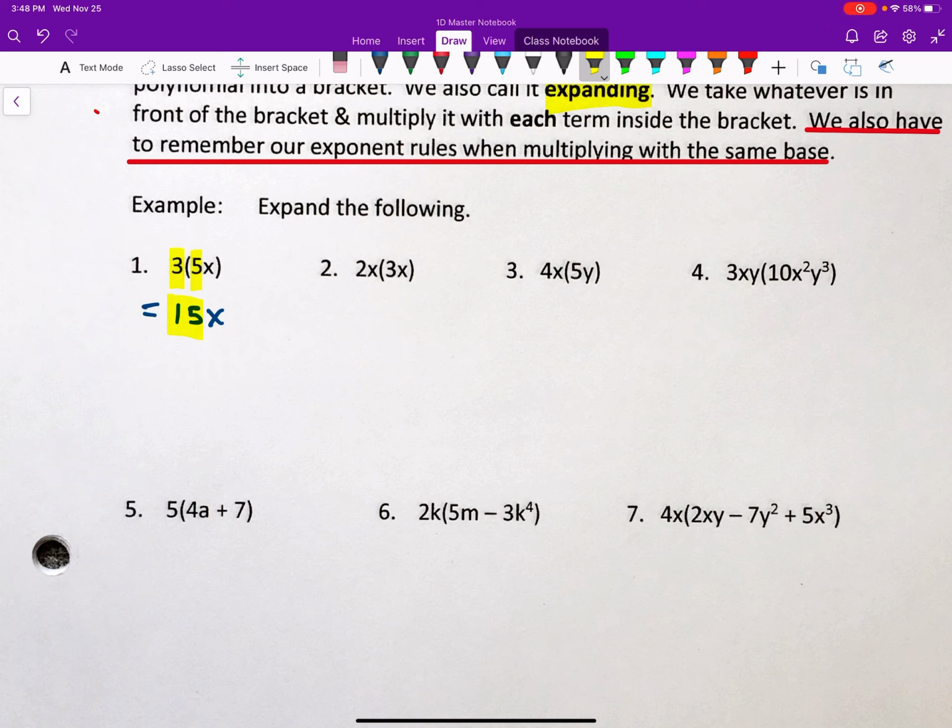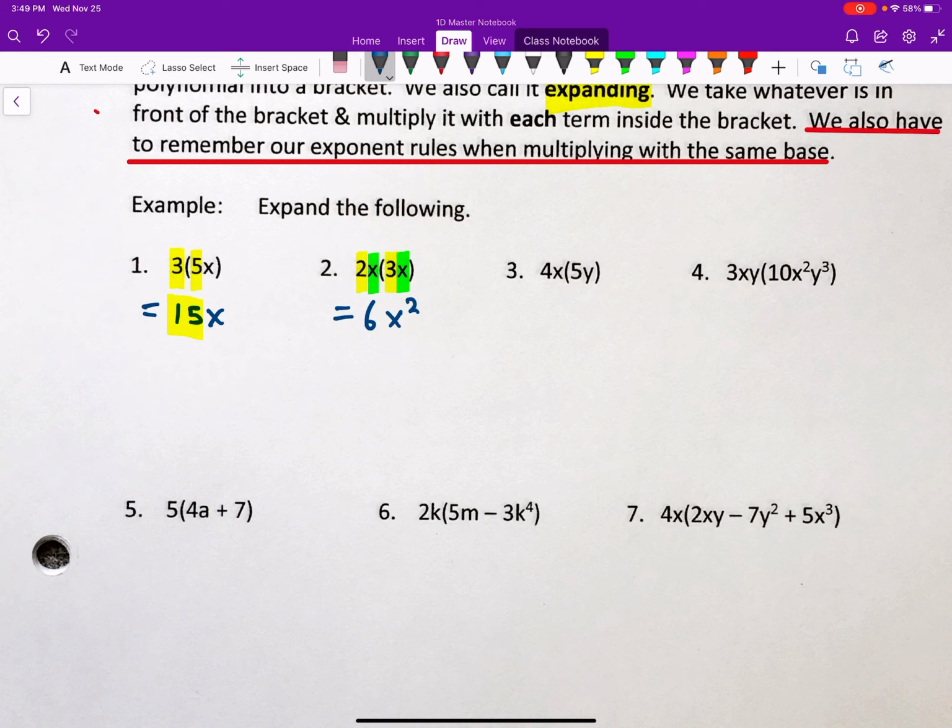It's the same idea. If I multiply 2 times 3, then I get 6. However, this one's a bit different because I've got an x inside the brackets and an x outside the brackets. So I'm going to multiply those x's together as well. x times x, we know, can be written as an exponent, as x squared.